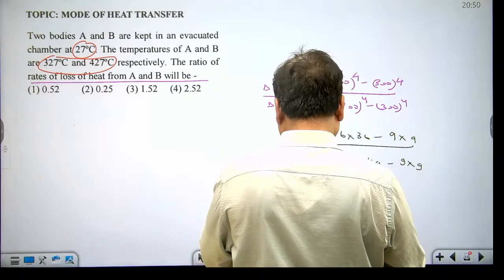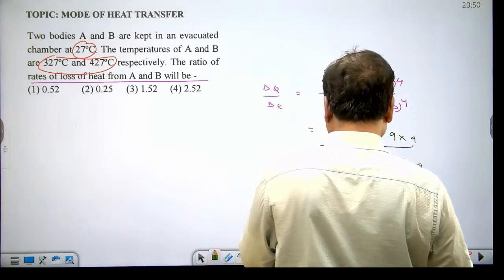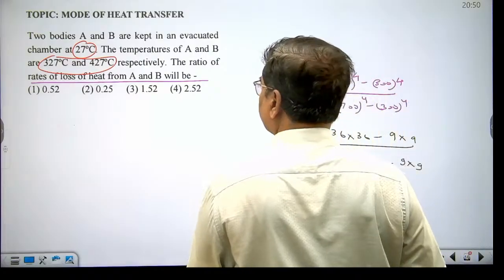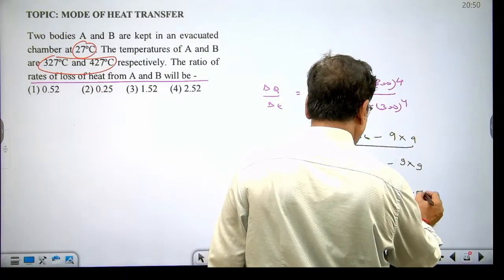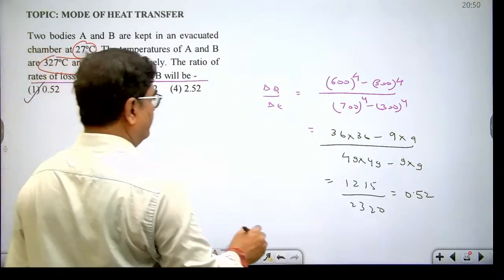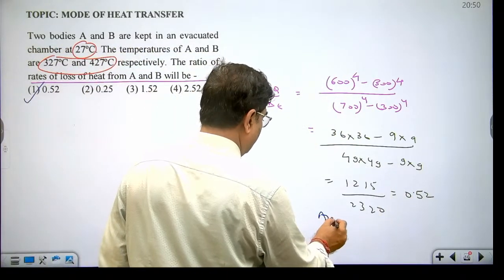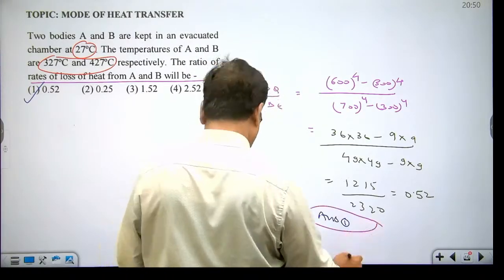So 1215 divided by 2320, this ratio is 0.523. So out of four choices, the correct answer is option 1. Option 1 is the correct answer.